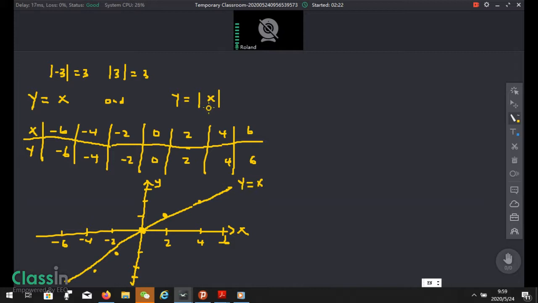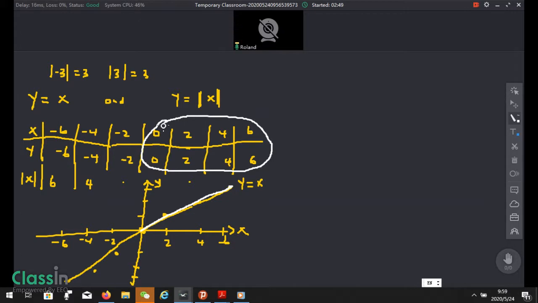But we can see that when we change it to absolute value of x, the absolute value of x will be +6 because absolute value of -6 is +6. And this will be +4, +2, 0, 2, 4, 6. So in that case, this section of the graph will remain the same, from this up to here. But this will be positive. Instead of -6, it will be +6. So it is just a reflection of this section across the x-axis.